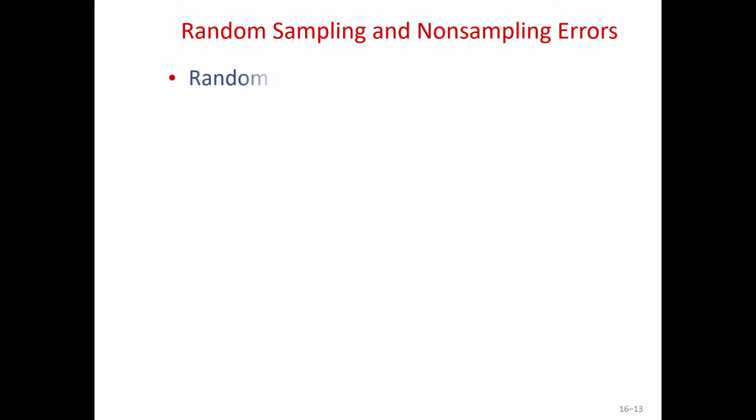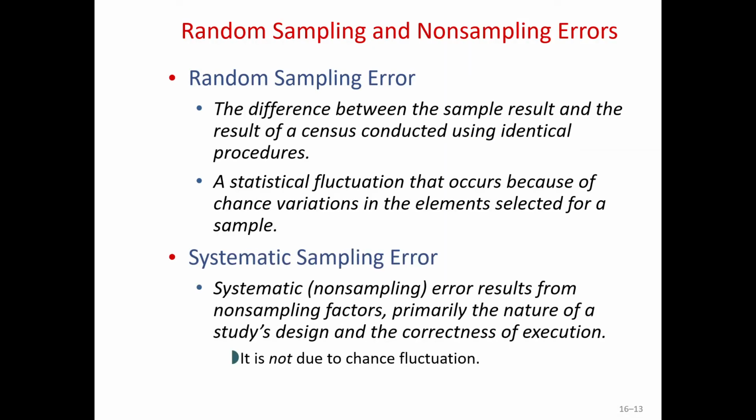For example, random sampling errors and non-sampling errors. A random sampling error is the difference between the sample result and the result of a census conducted using identical procedures. Random sampling error occurs because of chance variation in the scientific selection of sampling units, and the sampling units, even if properly selected according to sampling theory, are not likely to perfectly represent the population, but generally they are reliable estimates.